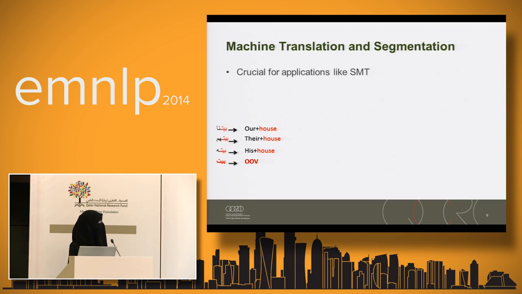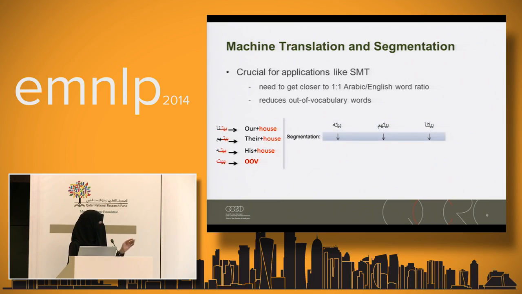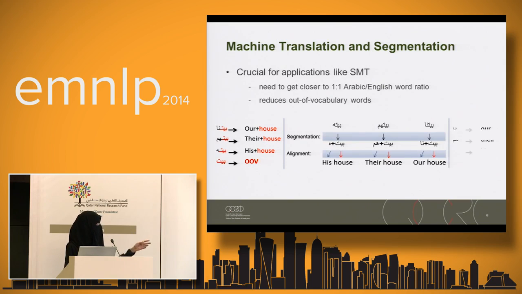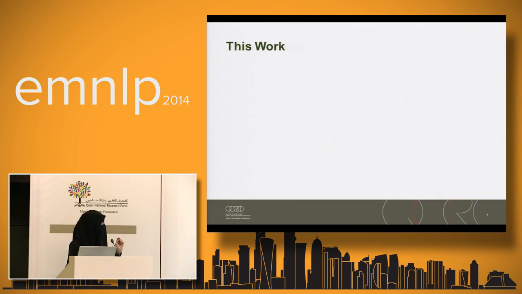Segmentation could be really helpful for this problem, since we can get a one-to-one alignment, and it could reduce the symptoms of having out-of-vocabulary words. So we take the Arabic words and do the segmentation, then we pass them back to the machine translation system to get a better alignment, and we end up with a new phrase table where we have a one-to-one alignment, and we also solve the out-of-vocabulary words problem.